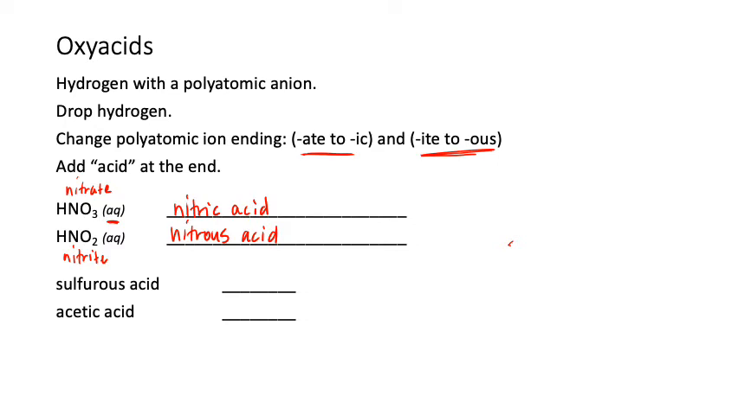So if we have hypochlorite, in this case, if it's an acid form, then we have an ite to an us. So we would still retain this hypo part, and we would just call it hypochlorous acid. And the same thing with perchlorate. That would be perchloric acid. So make sure you're still retaining those prefixes if it has it on the polyatomic anions.